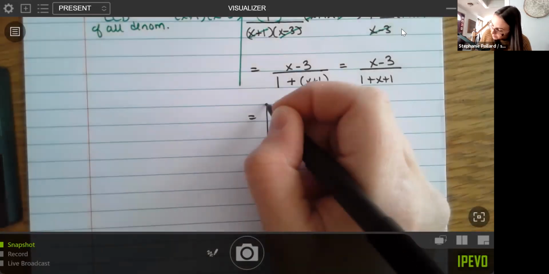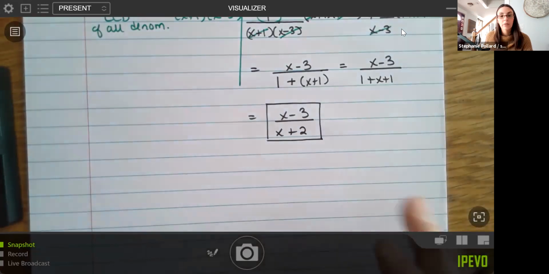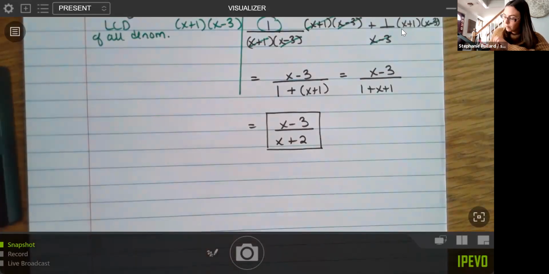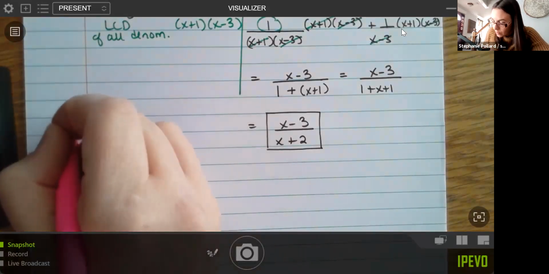Those cannot be factored any further, so this is going to be my final result. Obviously, much, much nicer looking than the original. All right, so let's check our domain here. Again, this is the hard stuff, I feel like. There's just so many denominators.